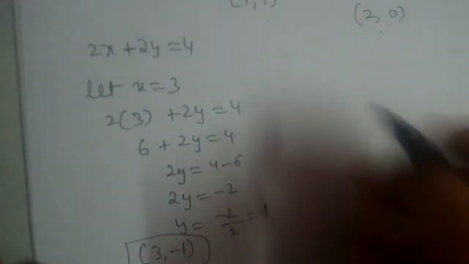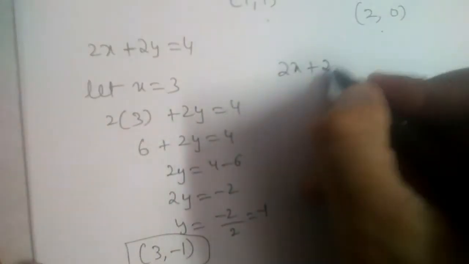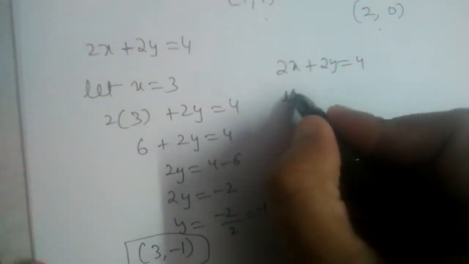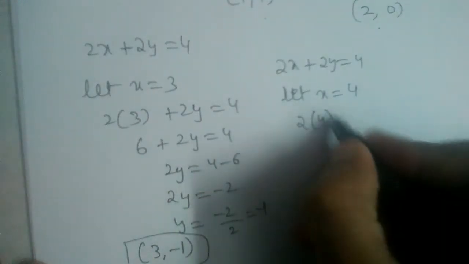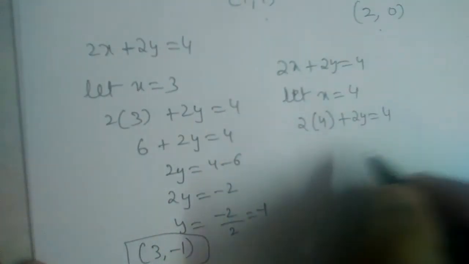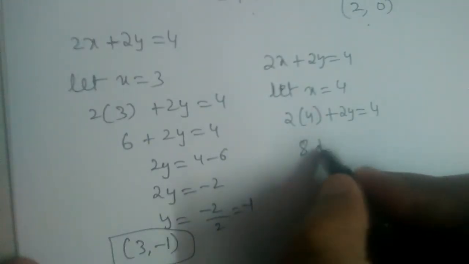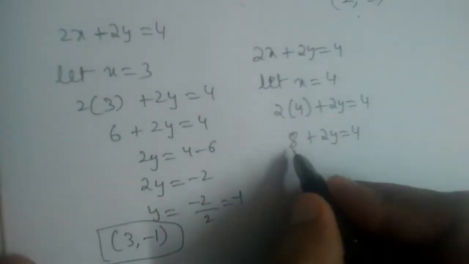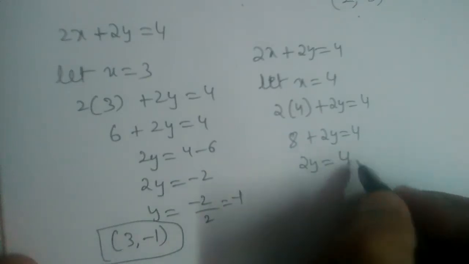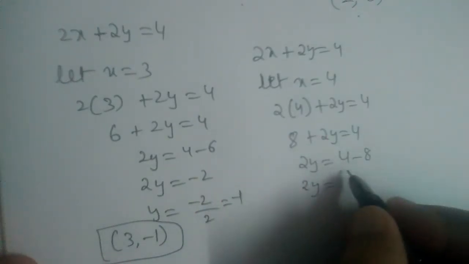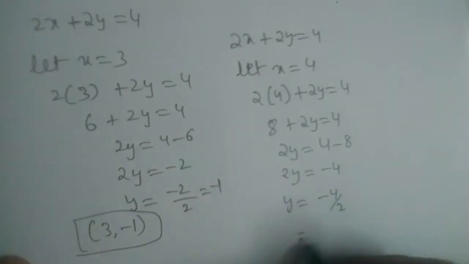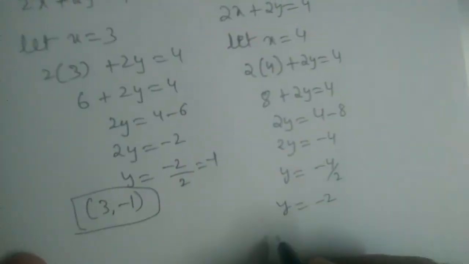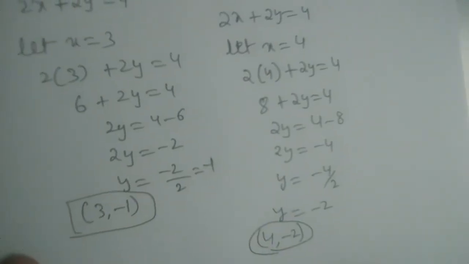Alright. Now let us write the equation again. Now let us substitute x = 4. So this will be 2 into 4 + 2y = 4. 2 fours are 8. 8 + 2y = 4. So 8 goes on the other side becomes minus 8, right? So 2y will be equal to 4 minus 8, which is minus 4. So y will be minus 4 divided by 2, minus 2. So this is (4, -2). We got the second point.